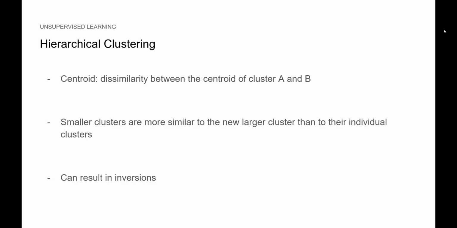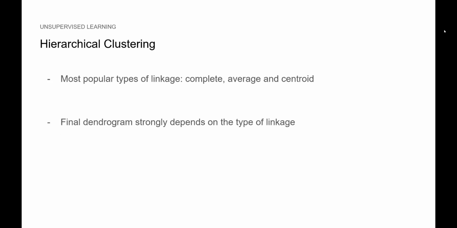This is sometimes a problem, as smaller clusters can be more similar to a larger one than to their individual clusters, which can lead to inversions. Complete, average, and centroid are definitely the most popular types of linkage.